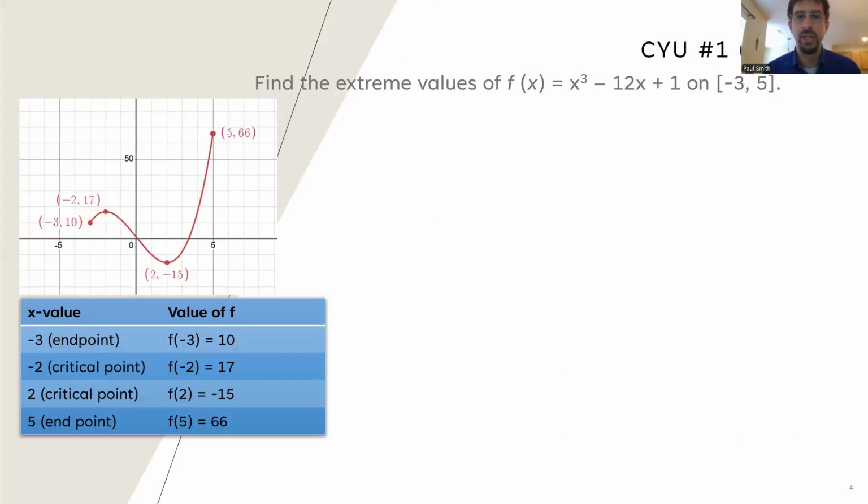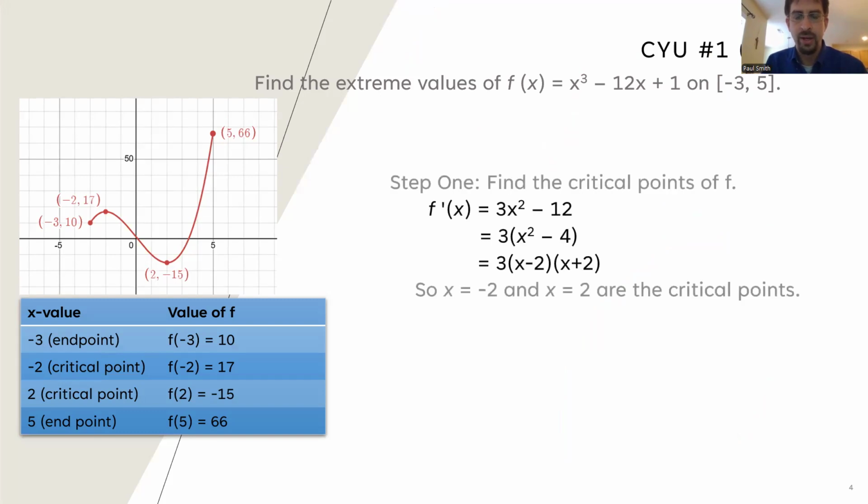Since you've already watched the video on this, I'm going to run through the check your understandings. So have page 216 ready from your books, and I will go through these problems so that you're all ready to go. Find the extreme values of f of x equals x cubed minus 12x plus 1 on the interval -3 to 5.